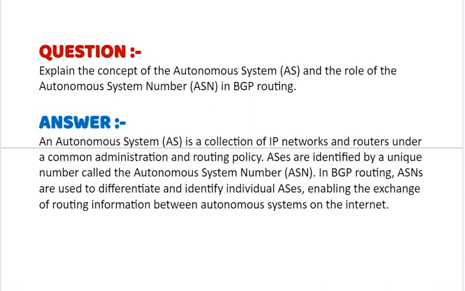ASs are identified by a unique number called Autonomous System Number (ASN). In BGP routing, ASNs are used to differentiate and identify individual ASs, enabling the exchange of routing information between autonomous systems on the Internet.